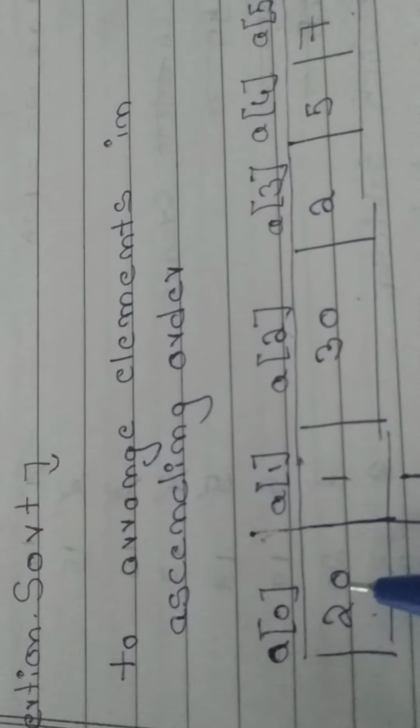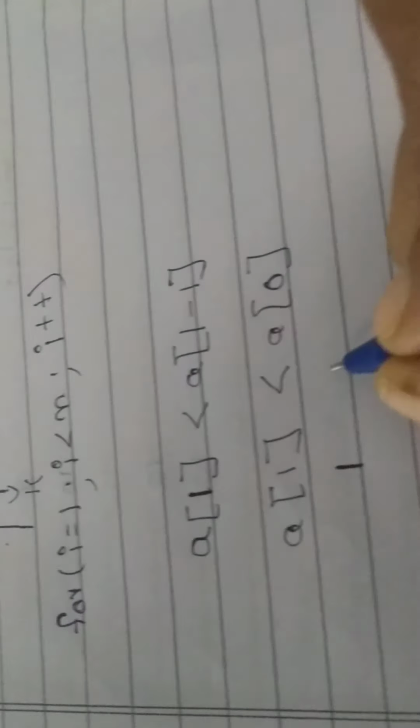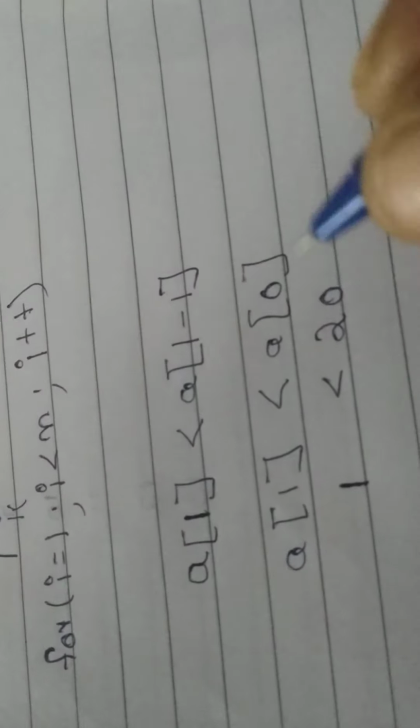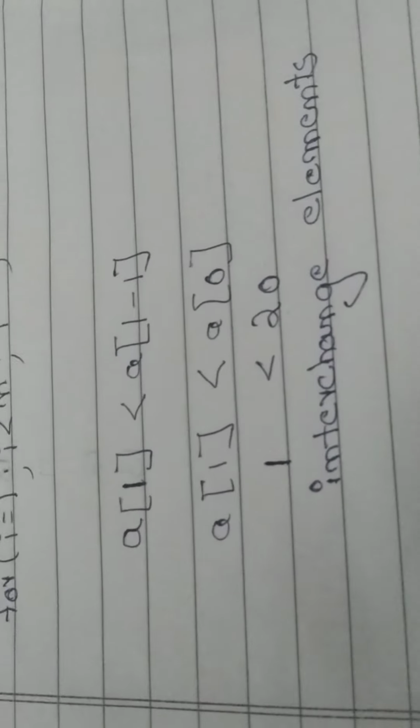Yes. What is there in A of 1? 1. In A of 0 what is there? 20 is there. True, yes, no? 1 is less than 20. If 1 is less than 20, what are we going to do? We are going to interchange the elements. How will we interchange the elements? Using a temporary variable.